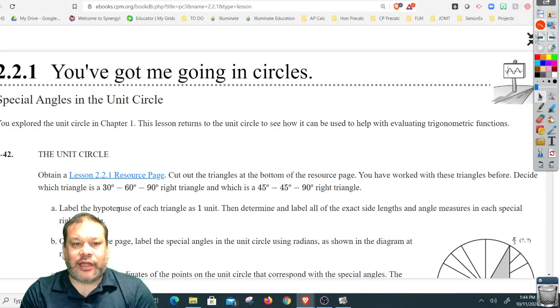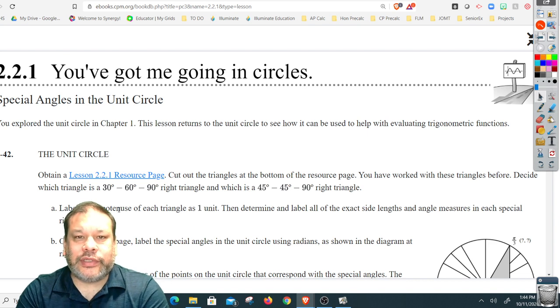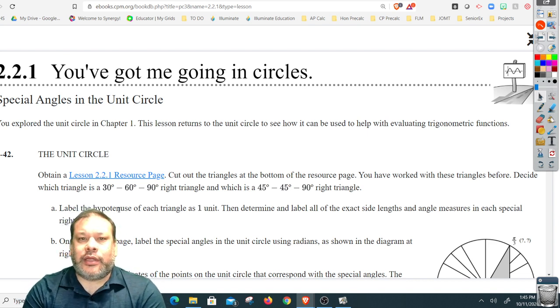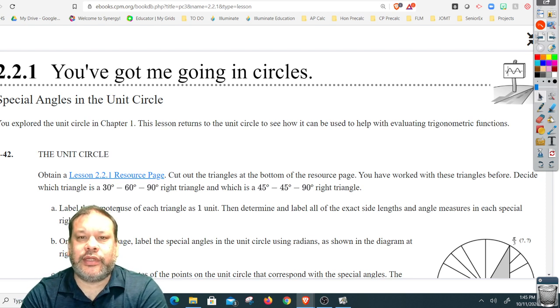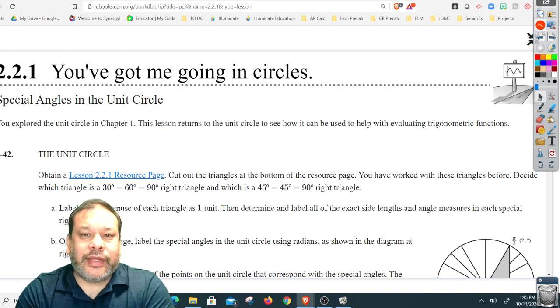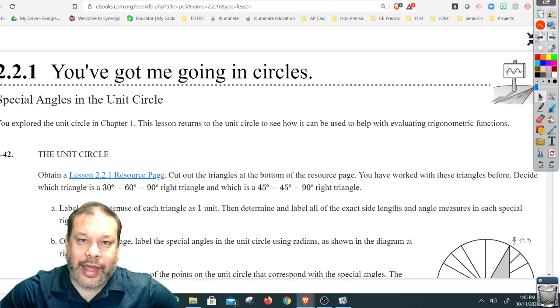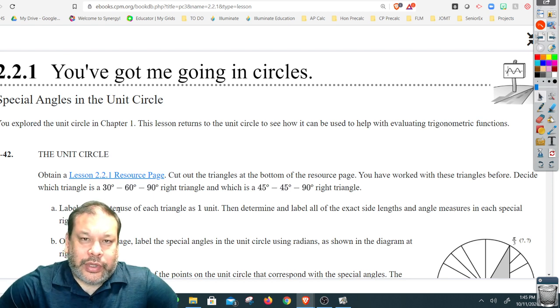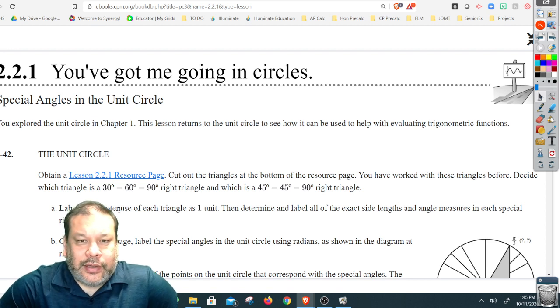All right, this is the lesson launch for 2.2.1, special angles in the unit circle. We started this lesson in chapter 1, at the end, with 1.3.1 and 1.3.2, and these are the ones we went over the last class when we met. 1.3.1 is when we learned what the radian is. It's just a radius angle, and it's a unit of measure for angles. And we can convert from radians to degrees and degrees to radians.